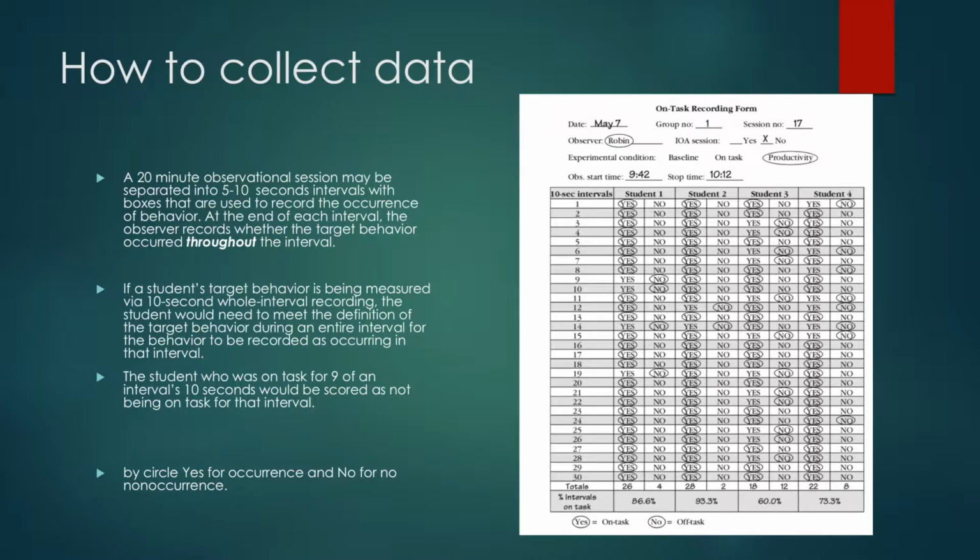At the end of each interval, the observer records whether the target behavior occurred throughout the interval. If a student's target behavior is being measured with 10-second whole interval recording, the student will need to meet the definition of the target behavior during the entire interval for the behavior to be recorded as occurring in that interval. For example, a student who was on task for 9 of an interval's 10 seconds will be scored as not being on task for that interval.